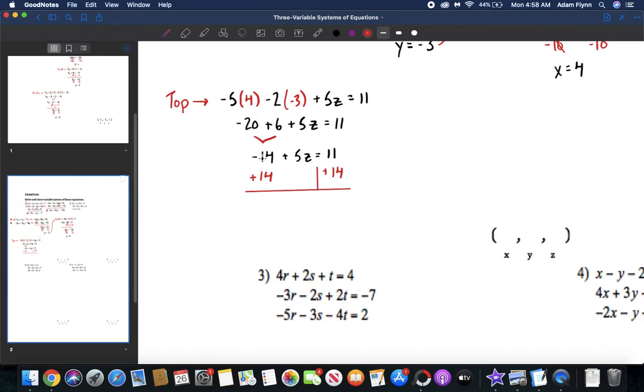When I do that, 14's cancel on the left. So I am left with 5z equals 11 plus 14, which is going to be 25. I can divide both sides by 5 to isolate my z. They cancel on the left, so I end up with z equals 25 divided by 5, which is going to be 5. So my solution to this three-variable system of linear equations is going to be the point (4, -3, 5).